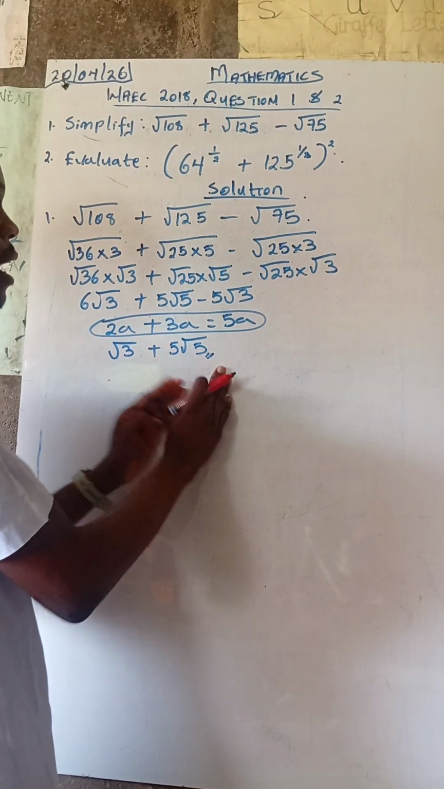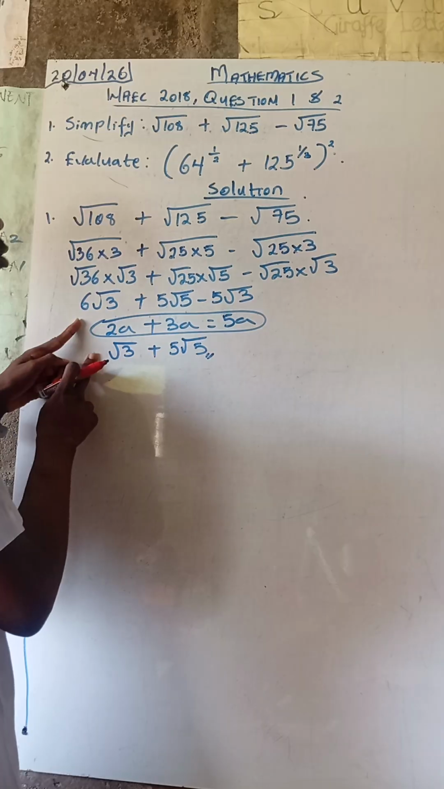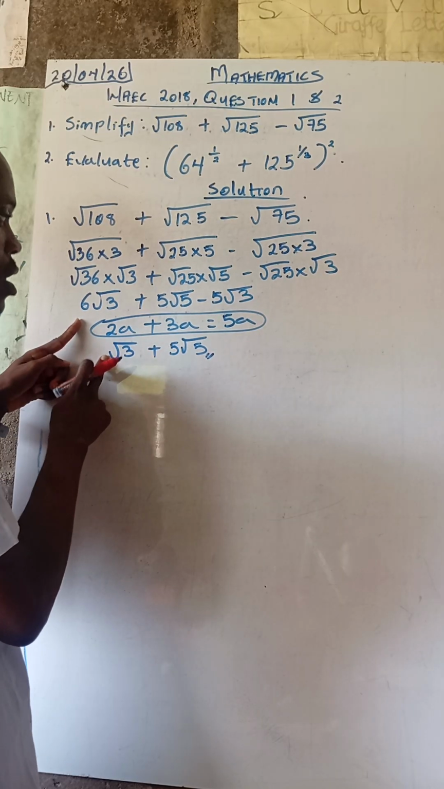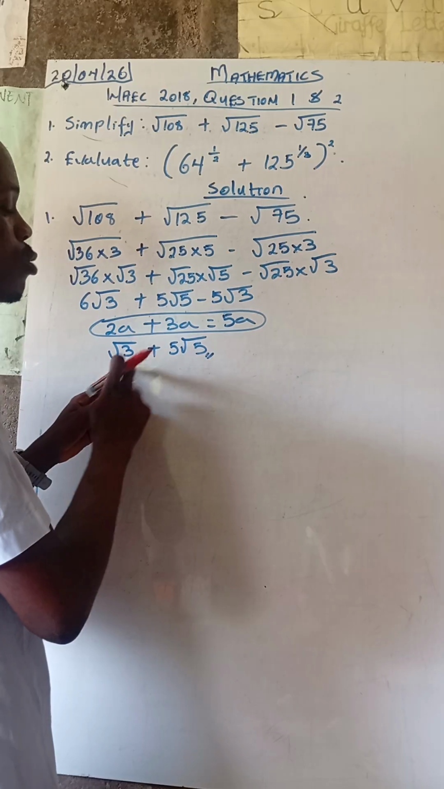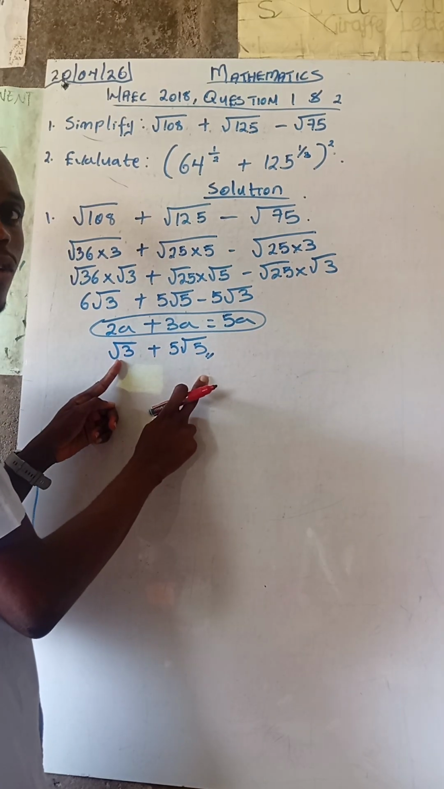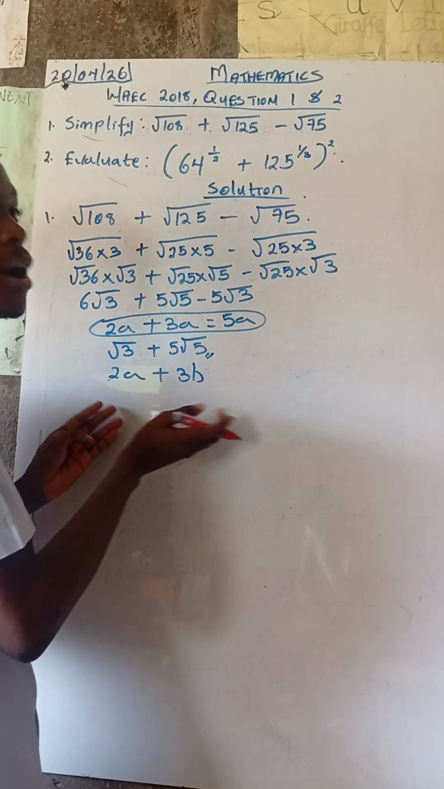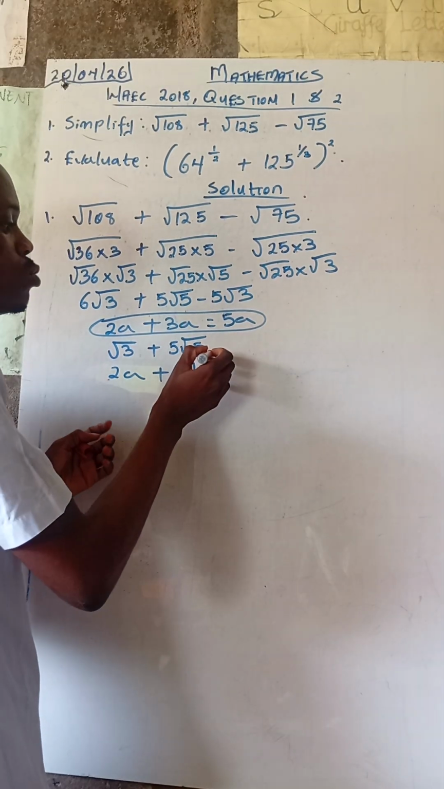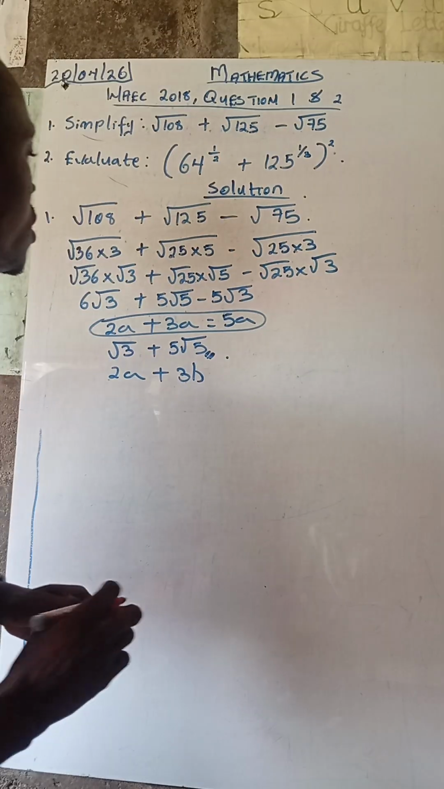Root 3 plus 5 root 5. How did I get root 3? 6 root 3 minus 5 root 3, that is 1 root 3. You can also write it as 1 root 3 or root 3, plus 5 root 5. This one and this one, they are different terms, so you cannot add them. Same thing if you have 2a plus 3b, you cannot add them. That is the final answer. So here too, this is our final answer. If you have a question on it, you can drop it in the comment section.